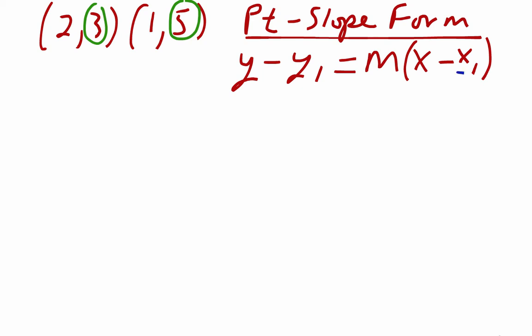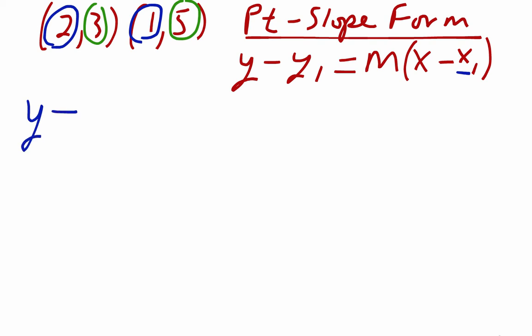And your x1, this is either the 2 or the 1. Once again, it does not matter, but you have to stay with the same point. So if I pick 3 for my y1, then I have to use 2 for my x1. If I use 5 for my y1, then I'd have to use 1 for my x1. It does not matter which point you pick. It'll work for either one of them. So once again, I'm just going to pick the first point.